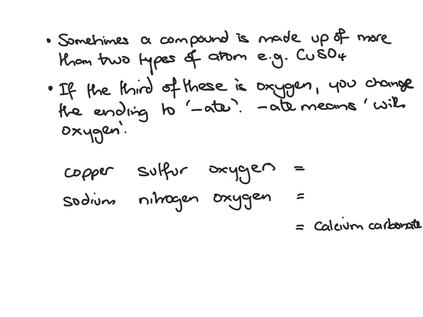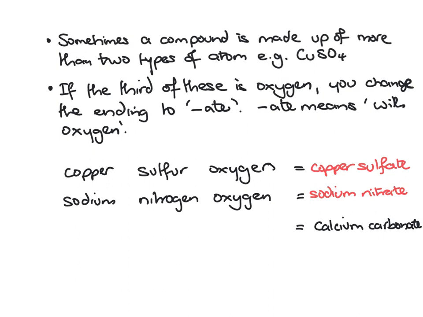So if we look at the examples we've got here, my three types of atom are copper, sulfur, and oxygen. The compound that would be formed there would be copper, because it's always the metal first, and then sulfur, and then instead of "ide", which it would have been if it was just copper and sulfur, it's "ate". So it's copper sulfate. If we look at the next one, we've got sodium, nitrogen, and oxygen. Again, sodium is the metal, so that goes first. If it had been just sodium and nitrogen, we would have said sodium nitride. But because we've got oxygen as well, we're going to have it as nitrate.